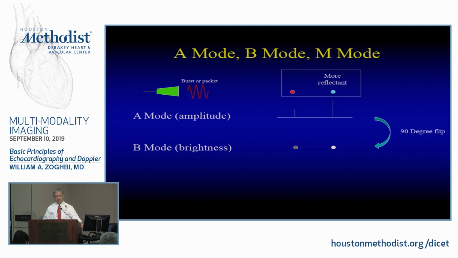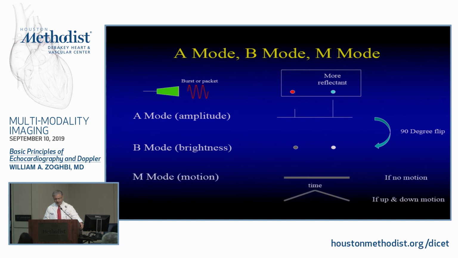What's a B mode? A B mode is when I take this amplitude and do a 90-degree flip towards you. And therefore, it is much more reflectant. I'll have a brighter dot compared to a softer dot, okay? Just to tell you, 2D is a B mode, but in space. So the brighter the color, the grayscale, the more reflectant that tissue is.